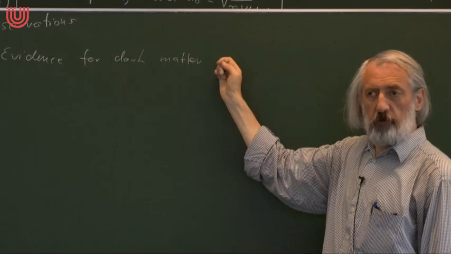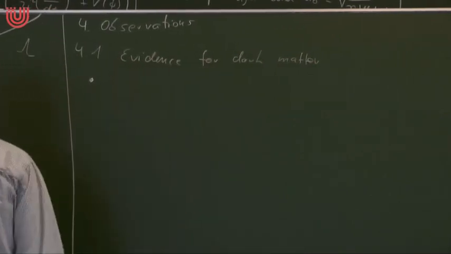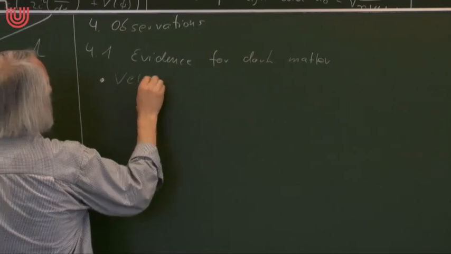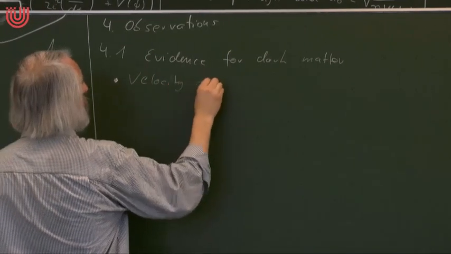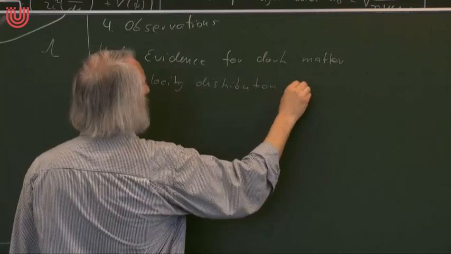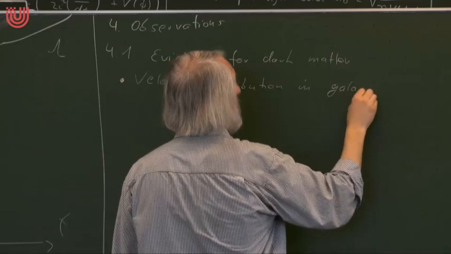Dark matter was introduced in the 1930s already by Fritz Zwicky. So the first evidence for dark matter was the velocity distribution in galaxy clusters. Not in galaxies, but in galaxy clusters.